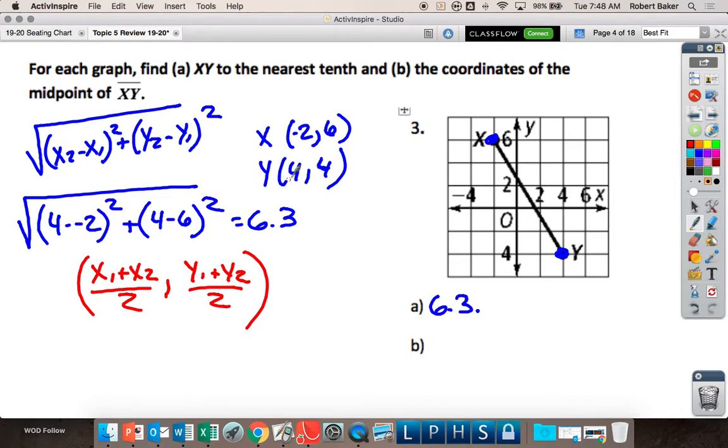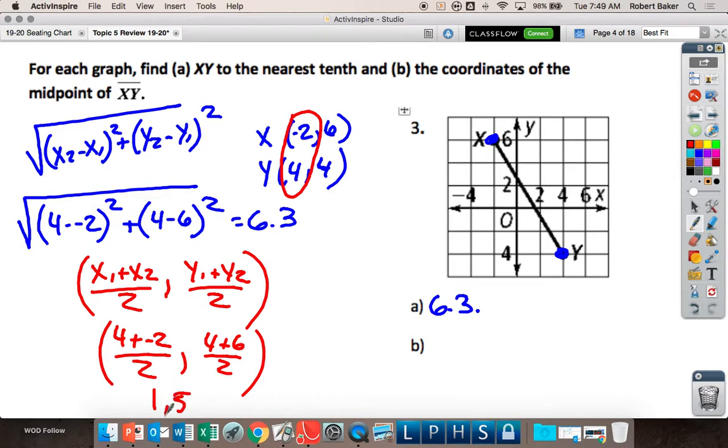So if I add my x's together, 4 plus negative 2 divided by 2, and 4 plus 6 divided by 2. 4 plus negative 2 is 2, and 2 divided by 2 is 1. 4 plus 6 is 10, and 10 divided by 2 is 5. So my midpoint is at the location 1, 5.